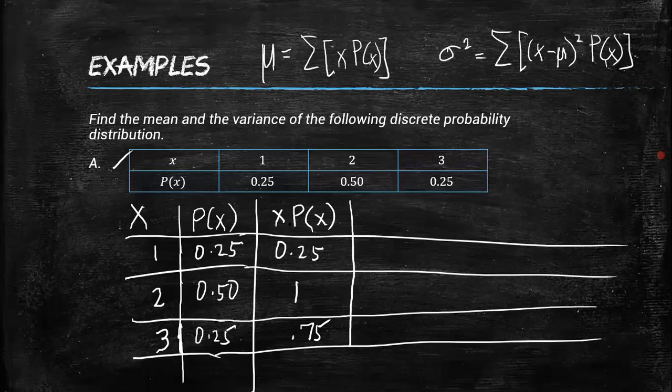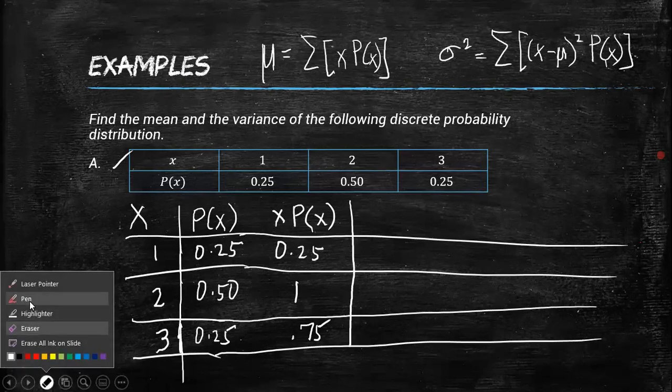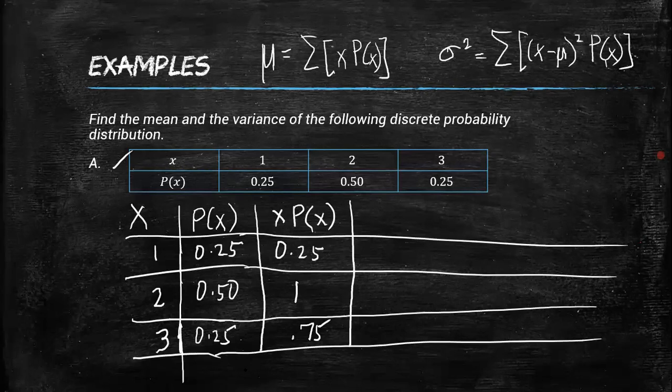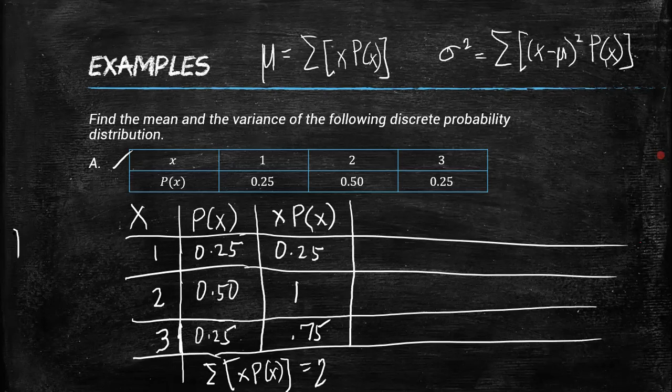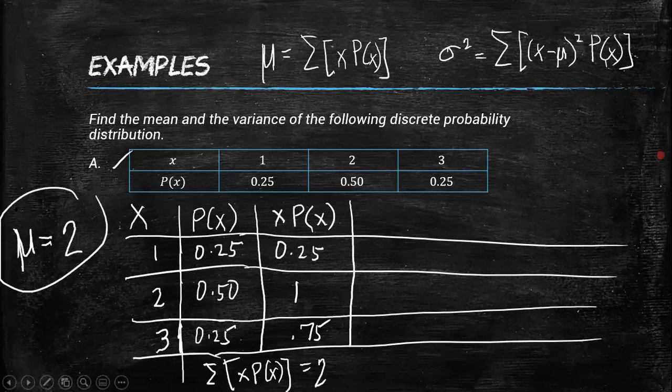So, what is the summation of x times p of x? So, ipag-a-add lang natin yung tatlo. So, ilan? 2, sir. Okay, very good. The answer is 2. So, summation of x times p of x is equal to 2. Since ang summation of x times p of x natin is 2, yan na po class yung ating mu. So, the mu of our discrete probability distribution given is 2. Okay.